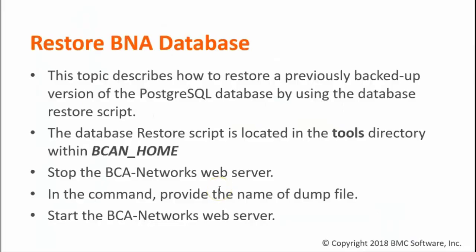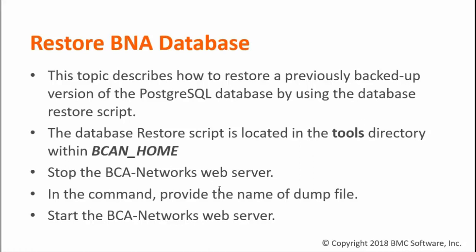So in the previous demo, we have studied how to backup the database. Now we'll see how to restore the previously backed up version of the PostgreSQL database using the restore script. The restore database script is stored inside the tools directory within BCAN home. Remember that before restoring the database dump file, we should stop the BCA Network's web server service.